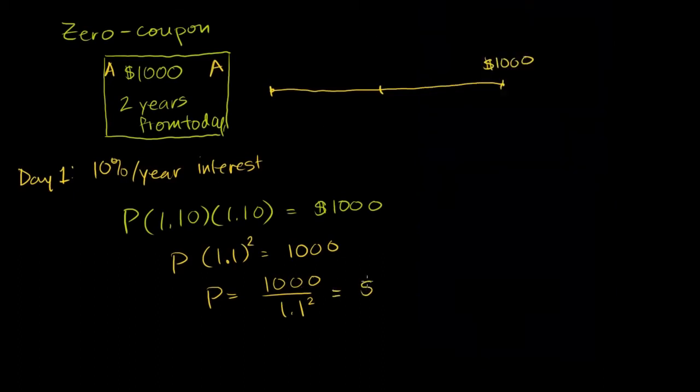So this is $826. So if you were to pay $826 today for this bond, and in 2 years that company would give you back $1,000, you will have essentially gotten a 10% annual compounded interest rate on your money. Now, what happens if the interest rate goes up, let's say the very next day?